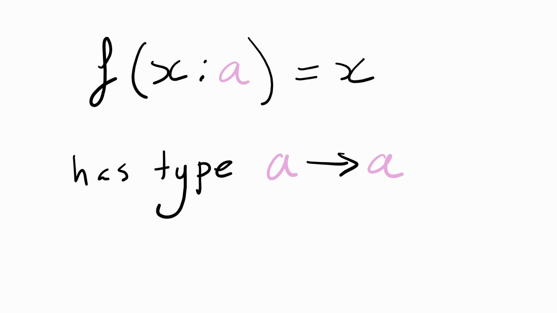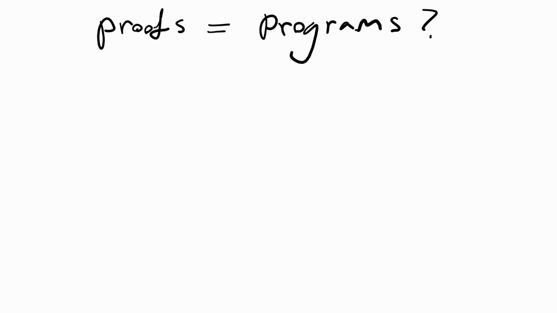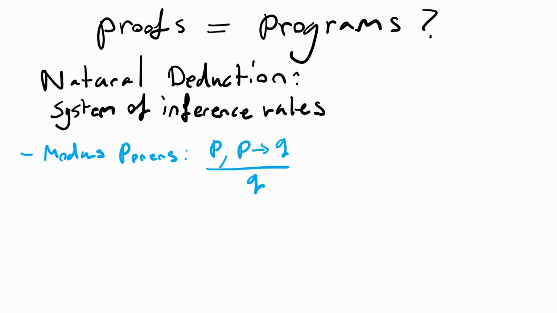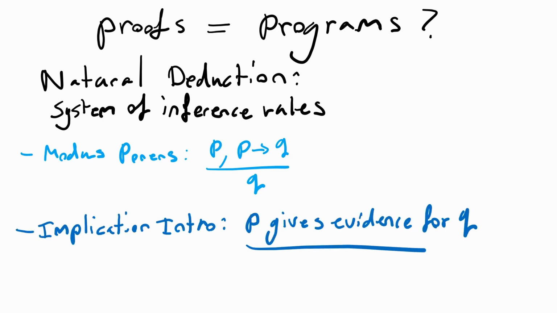that A implies A. We now turn ourselves to the second question: how do programs correspond to proofs? In order to do this, we need another framework for logical reasoning using intuitionistic propositional logic. This framework is called natural deduction, and is a system of inference rules for deriving conclusions from a set of premises. The main inference rules we will be looking at are modus ponens and implication introduction.